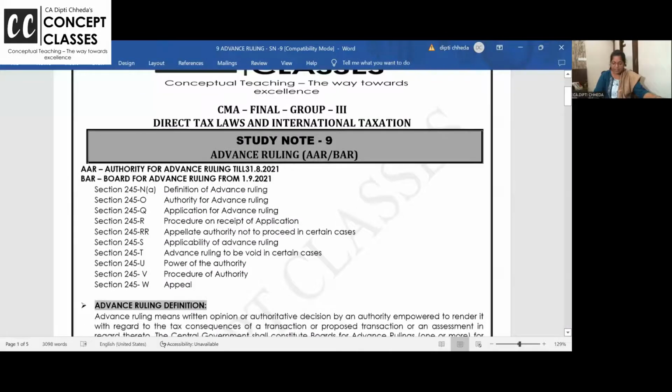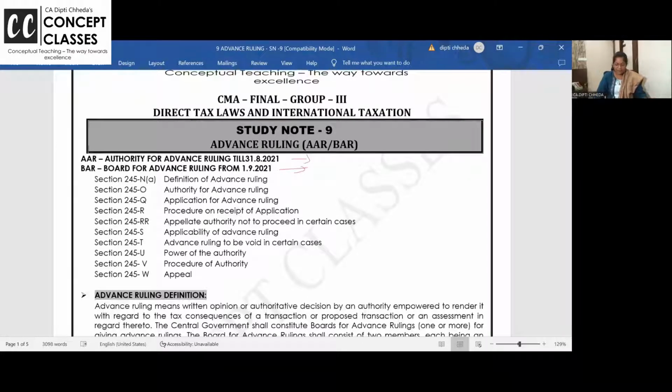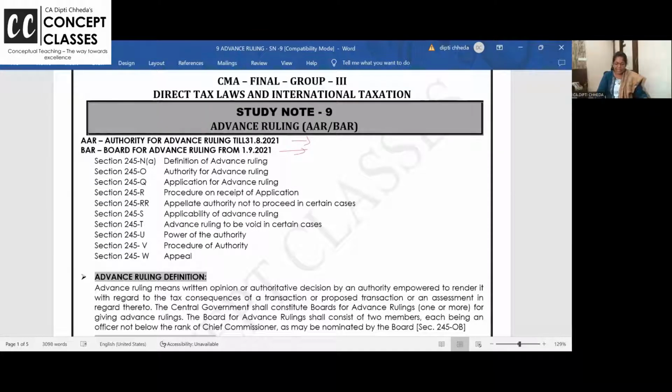Let us start it now. I have written it in bold here. Authority for advance ruling, AAR, till 31st August. From 1st September onwards, now it has become what? BAR. Some of the books are giving both, but the old one is of no use, because from 1st September onwards, what is applicable? BAR. BAR is the Board for Advance Ruling, which consists of 2 or more CCITs. They will take the decision and let you know. Is this clear to all of you? Advance ruling: just the basic meaning, definition, authority, application, procedure.